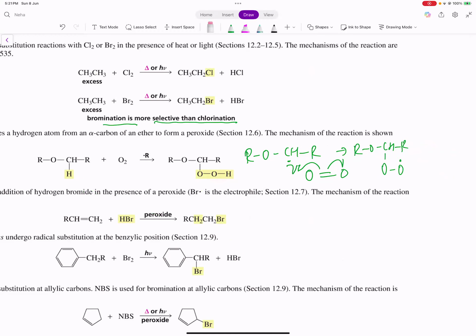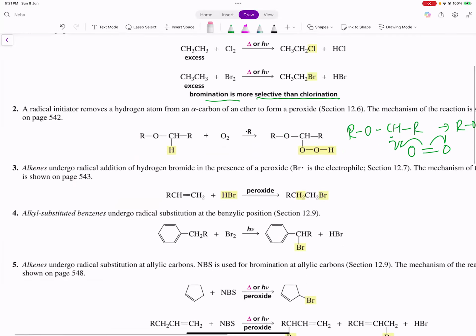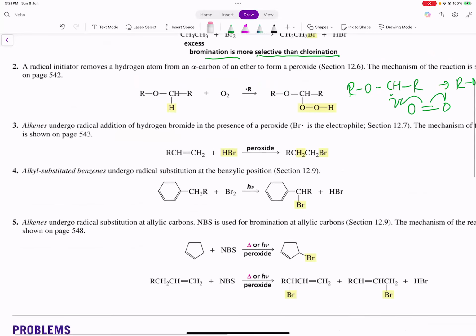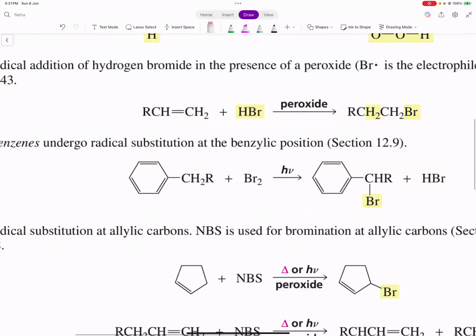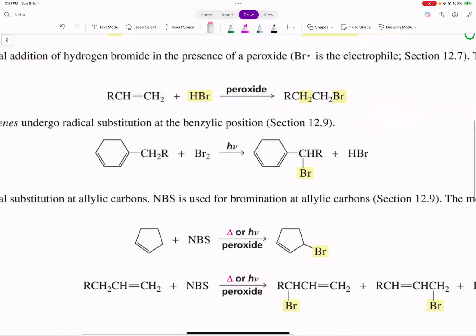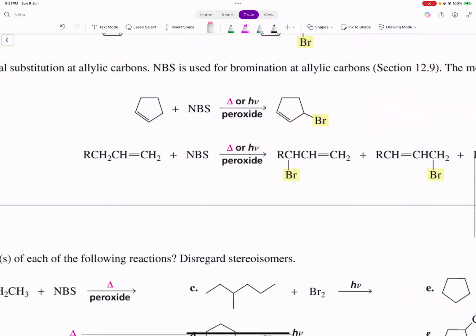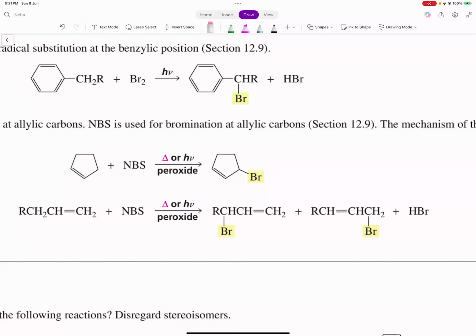We have not done this, but I thought I'll just mention it: with HBr and peroxide, the orientation gets switched, because Br is an electrophile here. Br is not a Br minus, it is a Br radical. And finally, bromination will occur at the benzylic position, and with NBS at the allylic position.